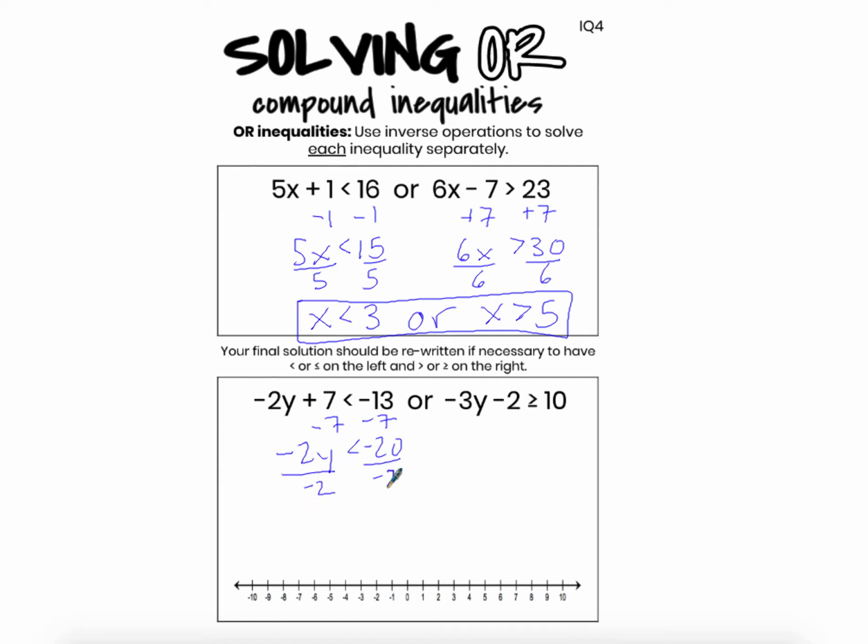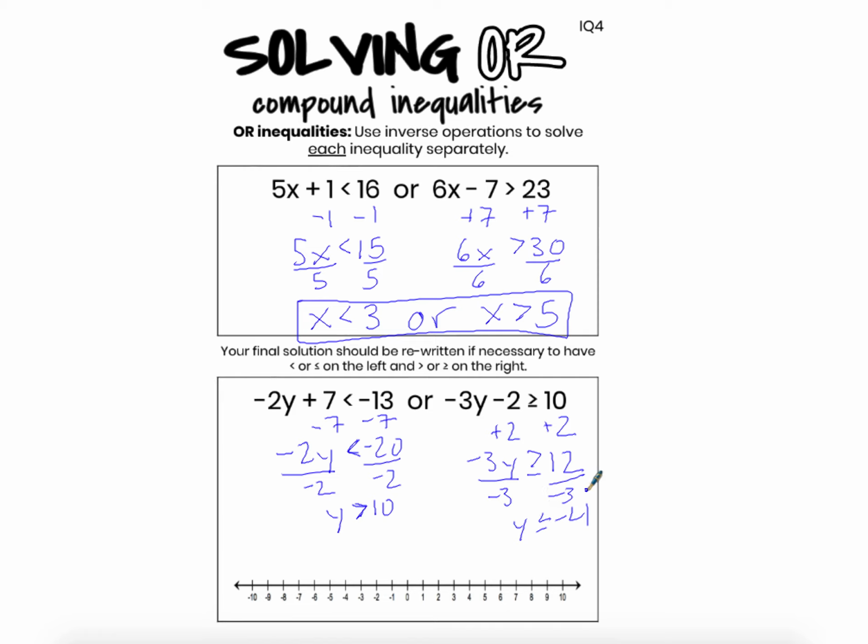However, when I divide by negative 2, I get y is greater than 10. Greater than, there was a flip because I divided by negative 2. Second inequality, I add 2 to both sides. This gives me negative 3y is greater than or equal to 12. Dividing by negative 3, I get y is less than or equal to negative 4. Again, I had to flip my inequality from greater than or equal to less than or equal to because I divided by a negative.